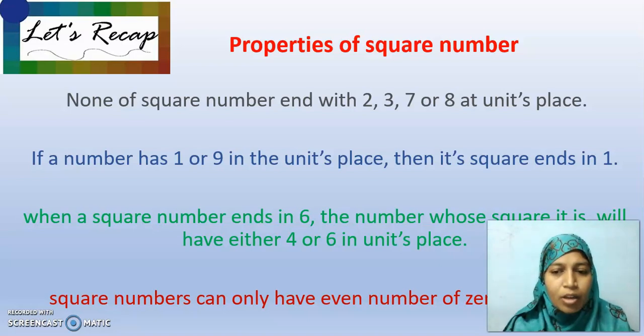Square numbers can have only an even number of zeros at the end. So 3250 cannot be a square number. But 32500 can be a square number. If it has an odd number of zeros, immediately you can say it is not a square number.